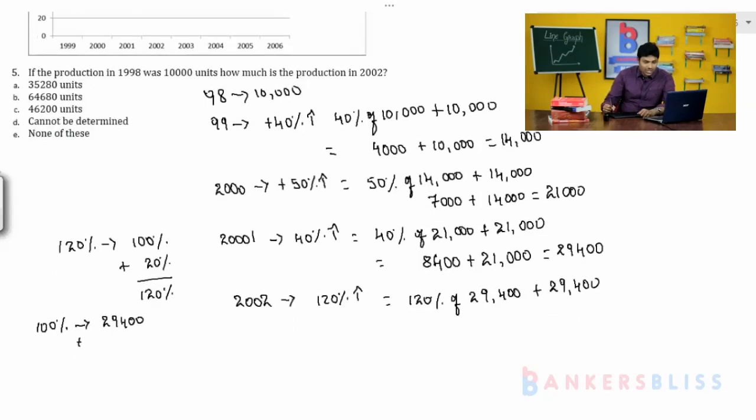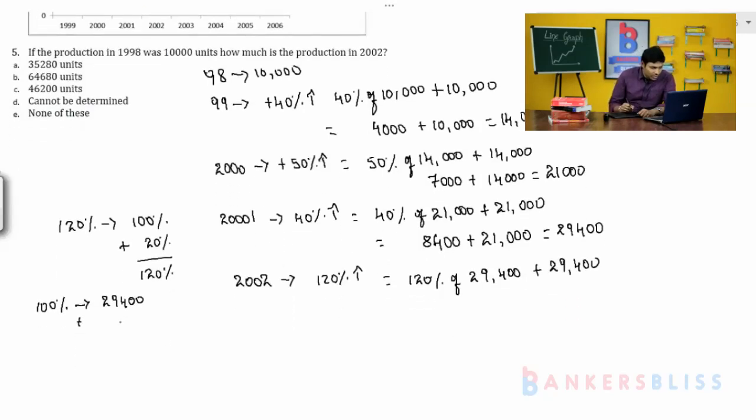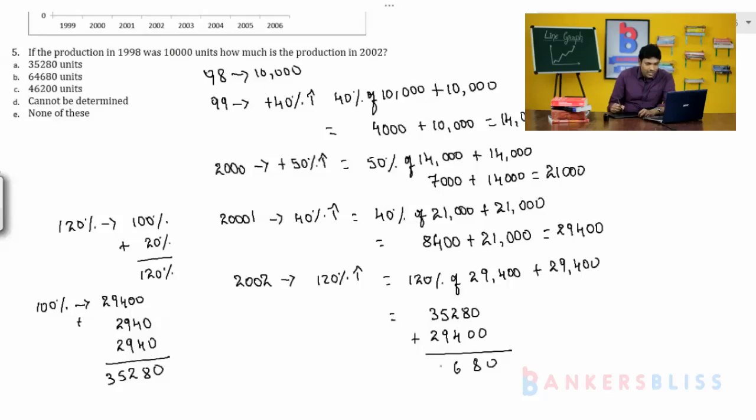20% means 10% plus 10%. So 10% is 2,940. Next one more 10% is 2,940. So altogether how much you are going to get? 8, 9 and 18 plus 4, 22. 2 carry over 11 plus 4, 15. Again 1 carry over, 35,280. So which is equal to 35,280 plus 29,400. So altogether you are going to get 80. 4 plus 2, 6, 9 plus 5, 14, and next 64,680 is the answer. Very simple thing.